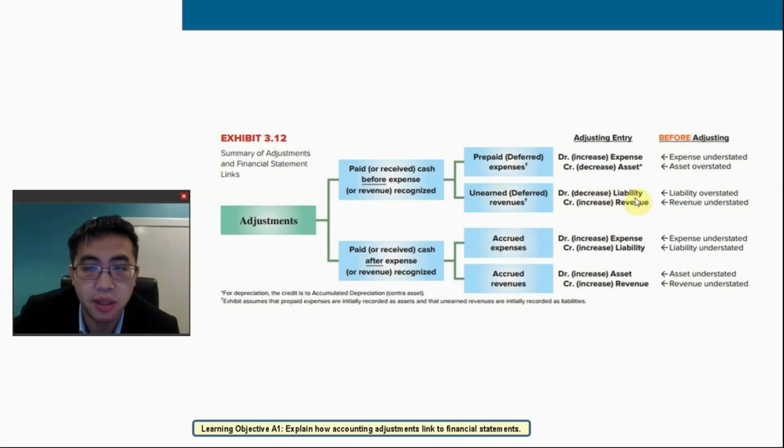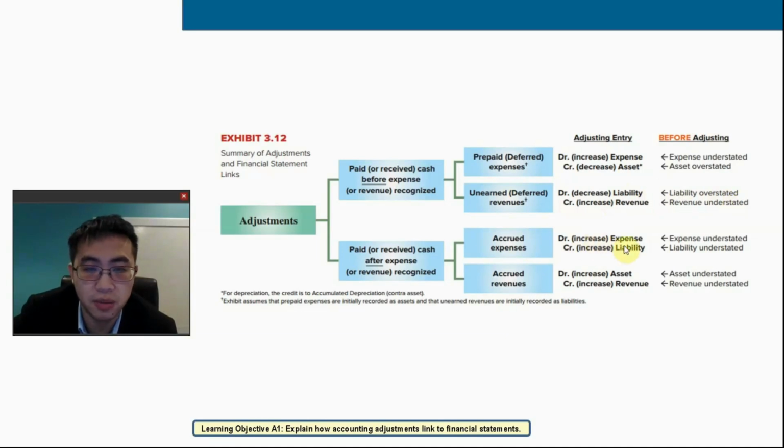And for this liability, because the value of the liability is getting lower and lower, before adjusting, the liability is higher, and that is an overstated value. And for the revenue, it's getting more and more, but before adjusting, the revenue on the book is understated, is lower than it actually is. So that's called an understatement.